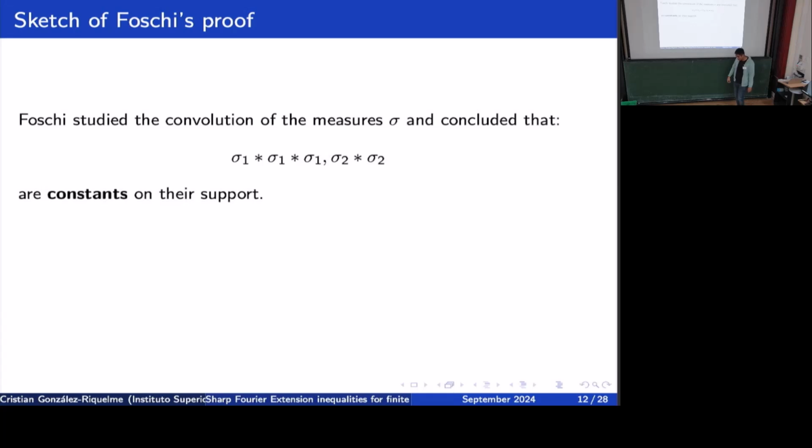So a little bit of the sketch of Oskis' proof that is relevant for us. He concluded, using the symmetries of the equations that are connected to the paraboloids, that these convolutions are constant on their supports. So what does it mean? Maybe I can draw some picture. Let's start with the... I will do it right here. No problem.